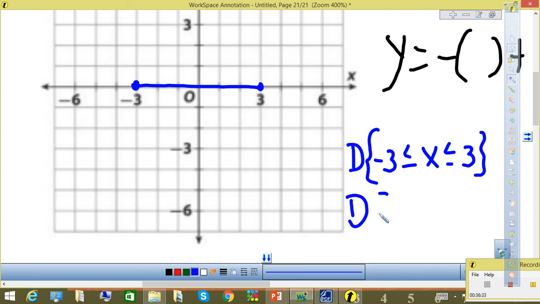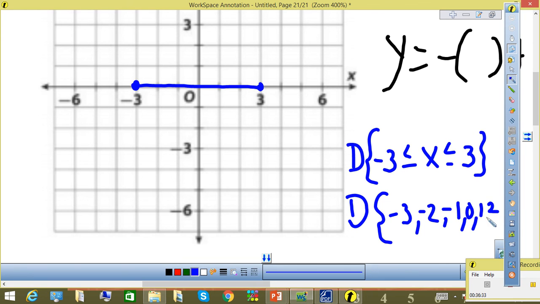However, if I say this, negative 3, negative 2, negative 1, 0, 1, 2, and 3, therefore, I no longer do this. I do this. Talk to your neighbor why we don't connect those.